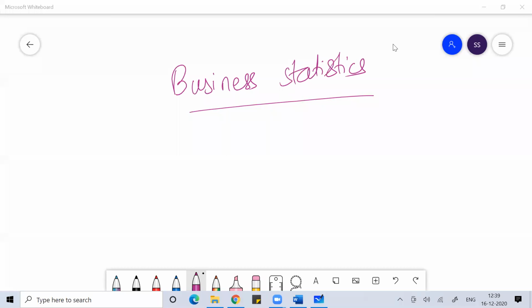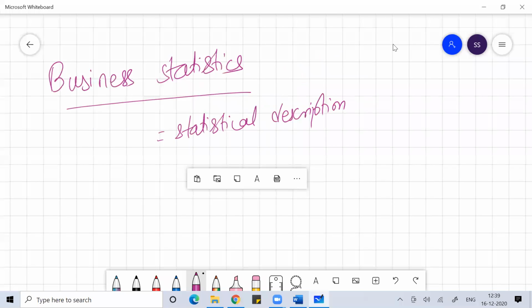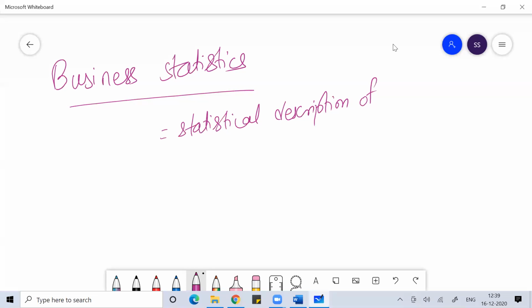Welcome to the class on business statistics. So today is our third class on business statistics. We have started discussing the concept of statistics. We have understood what statistics is all about. So in business statistics, we have started discussing the chapter called statistical description of data.